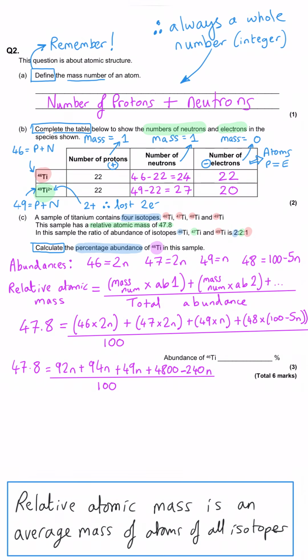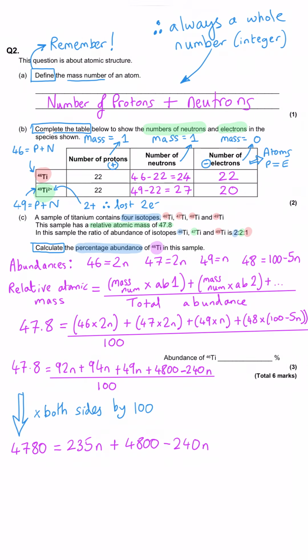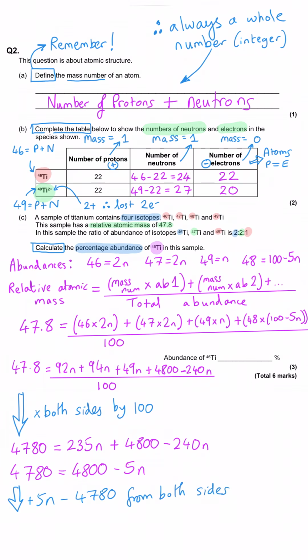And then we rearrange that, and so we have 47.8 multiplied by 100, so that is 4,780, is equal to 235N plus 4,800 minus 240N, and then 4,780 is equal to 4,800 minus 5N, and so if we move the 5N over to the other side and then subtract 4,780 from both sides, we're left with 5N being equal to 20, and so N is equal to 4.